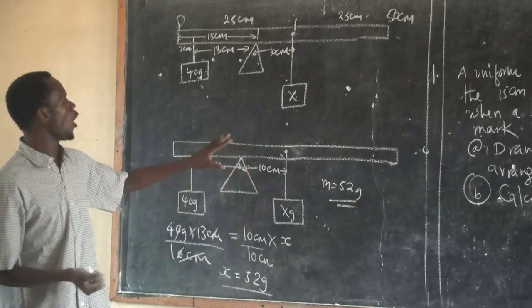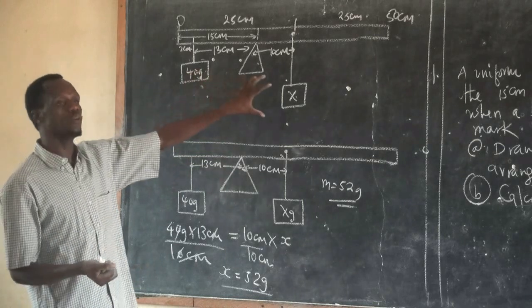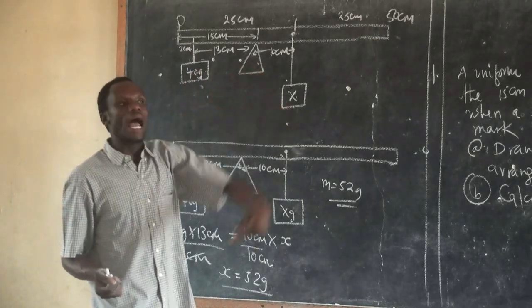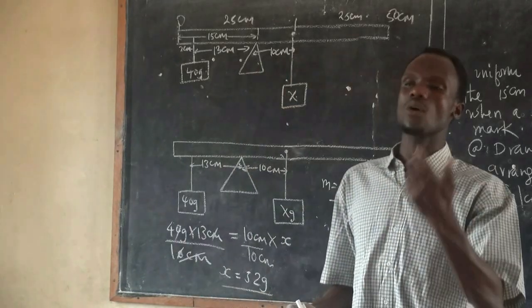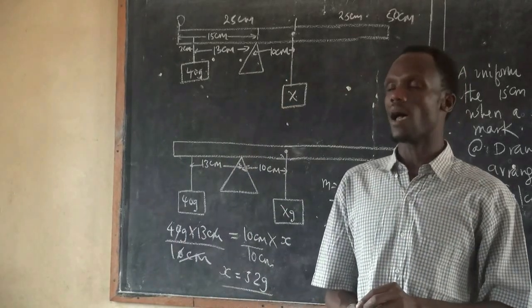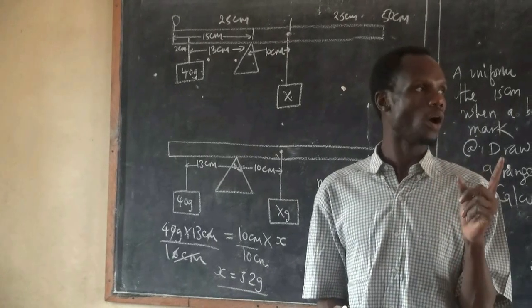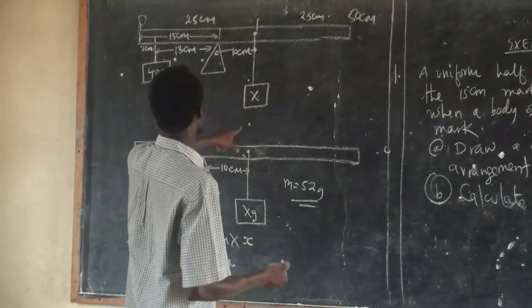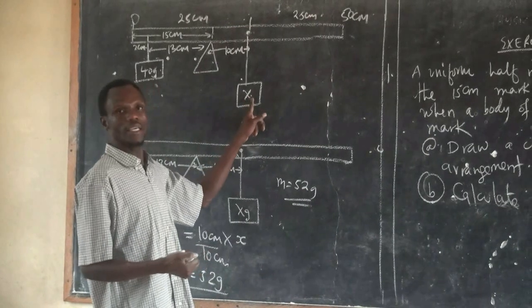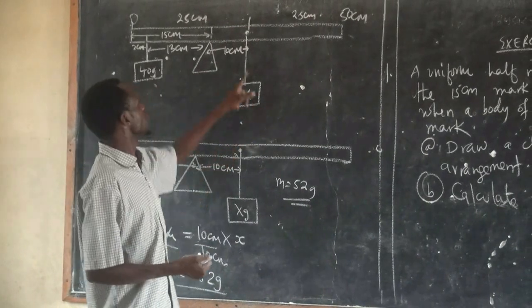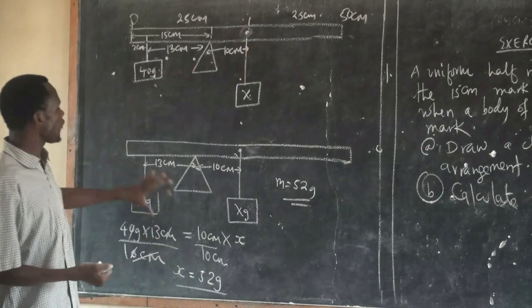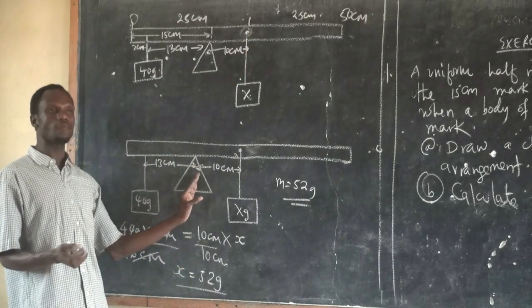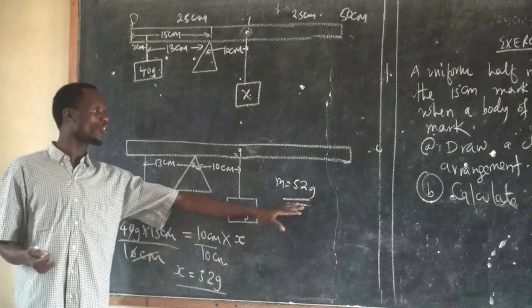What we've been looking for is the mass of the ruler, by considering that the mass of a uniform body is always concentrated at its center. That's the point that you have to note, and that's why here we have written X grams, because it is concentrated at its center. Now this is the clear diagram for the arrangement and this is the correct answer.